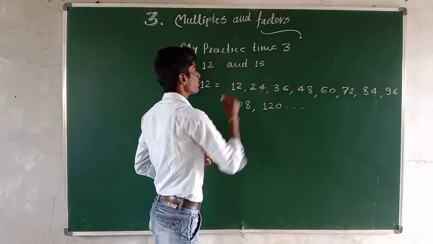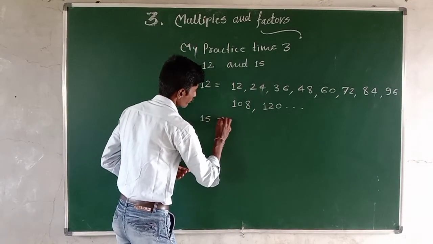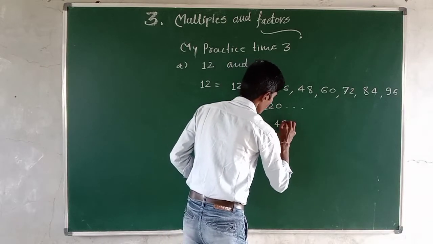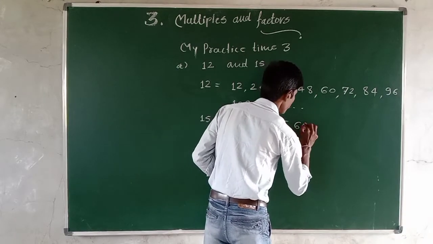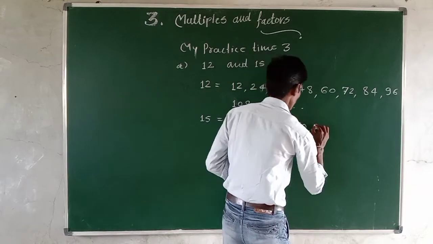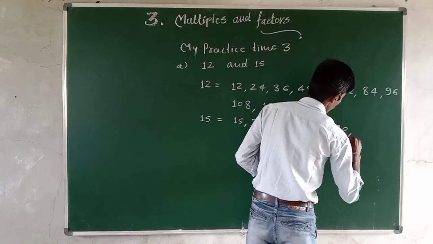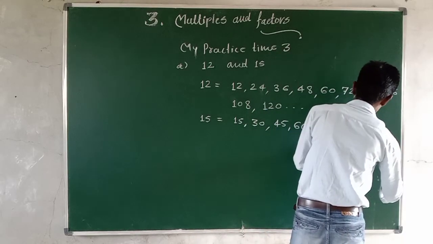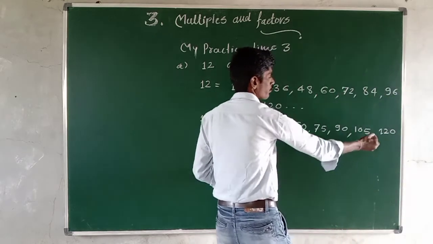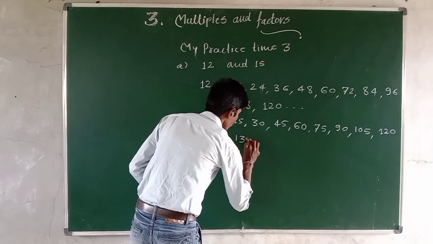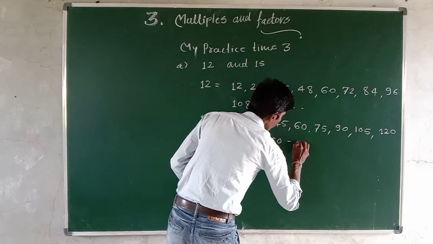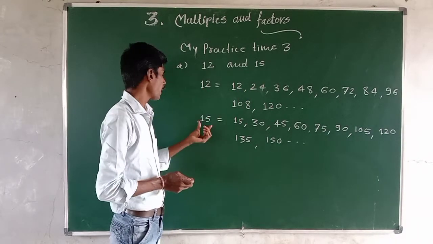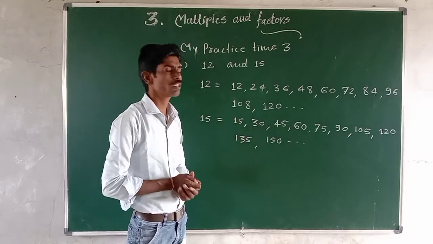Now we have to find the multiples of 15. So 15, then 30, then 45, then 60, and so on. These are the multiples of 15. The numbers which come in the 12 table are the multiples of 12, and the numbers which come in the 15 table are the multiples of 15.